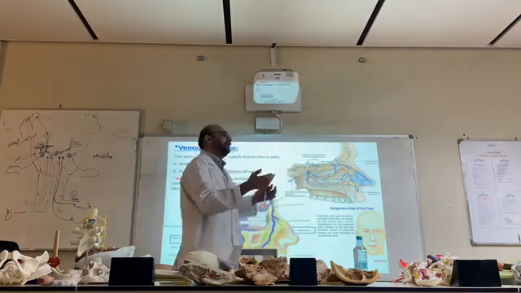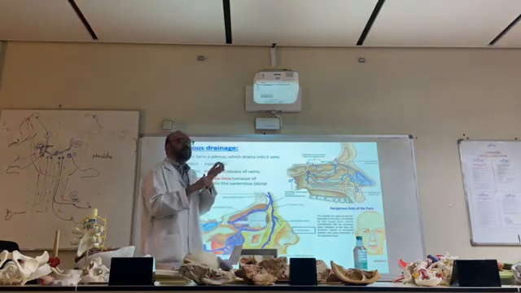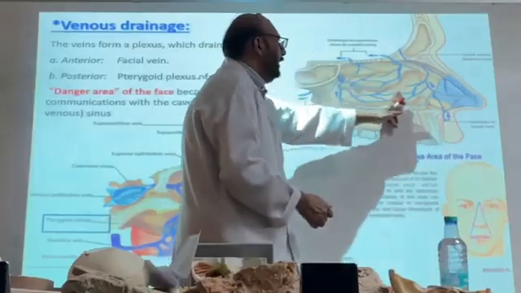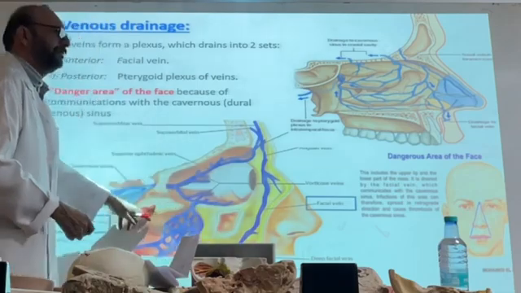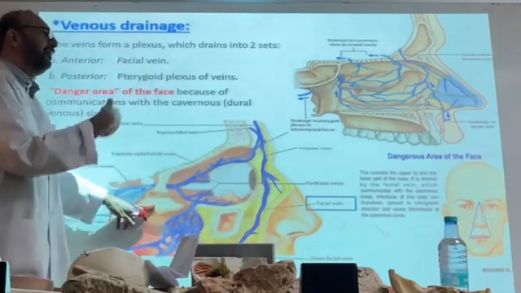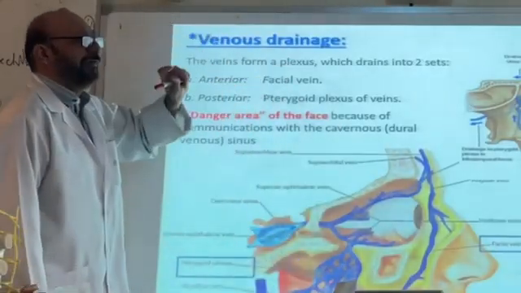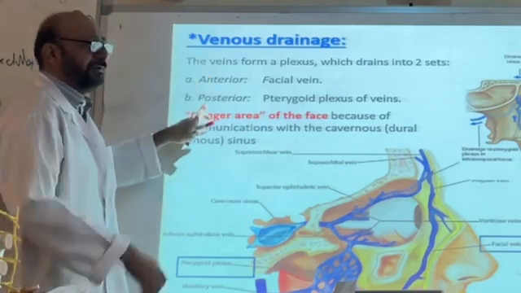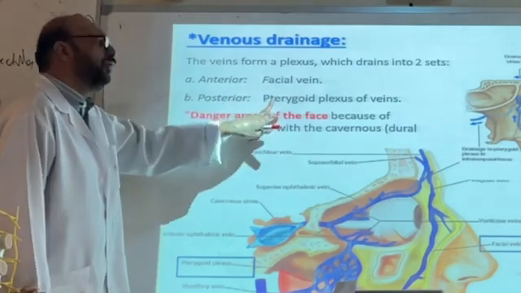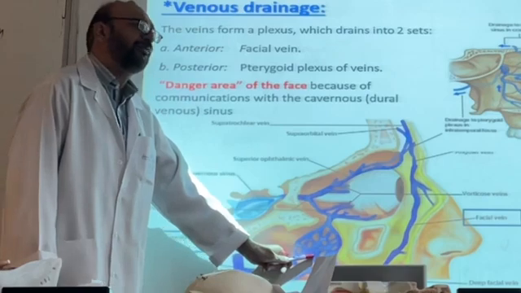It can spread in immunocompromised patients, in severe diabetics, and other incidences. The infection can go back. Let's do the drainage first and then see where it goes back. The venous drainage is from the venous plexus, which drains into two parts, anterior and posterior. The anterior is a bit safe. It will drain into the facial vein. The posterior goes into the pterygoid plexus of veins here. There is a pterygoid plexus of veins.